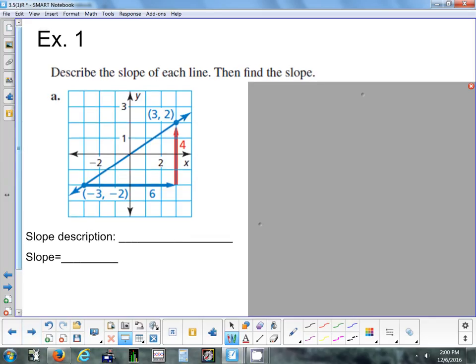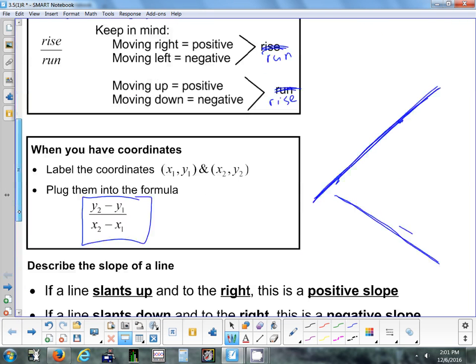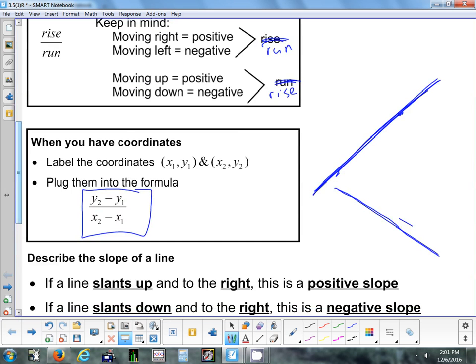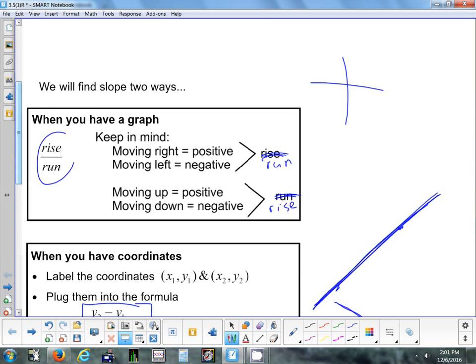All right, so anyone think they can tell me what kind of slope that is? Kyle? Yeah, it's a positive slope. Okay, positive because it's going up as you go to the right. Now, when you have a picture, you don't have to use this formula. Okay? When you have a picture, we can do this.